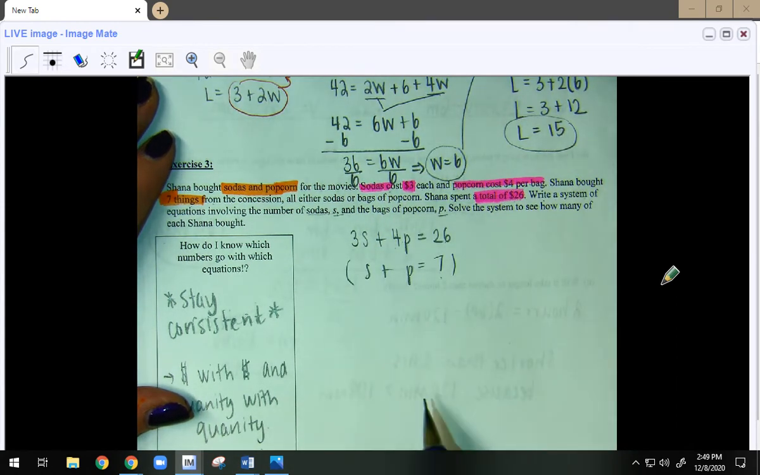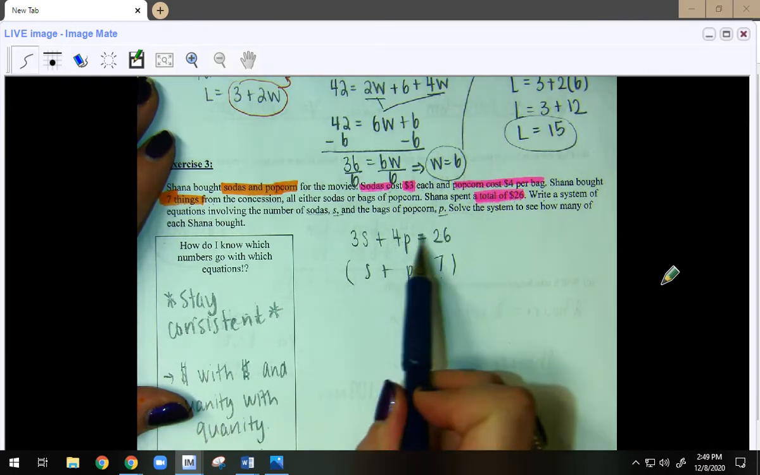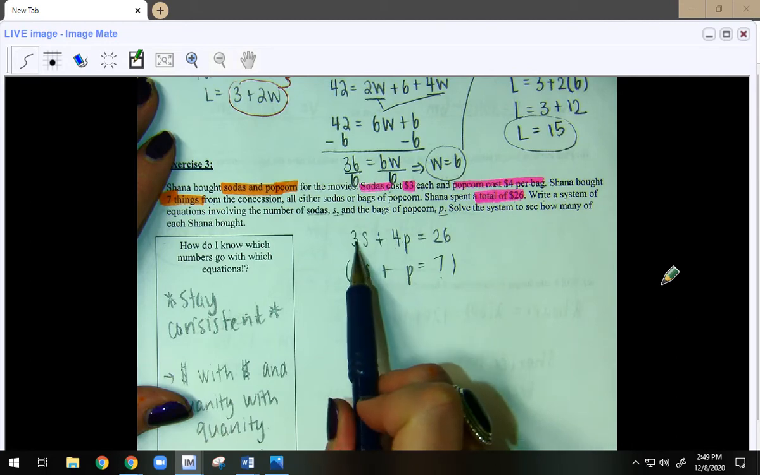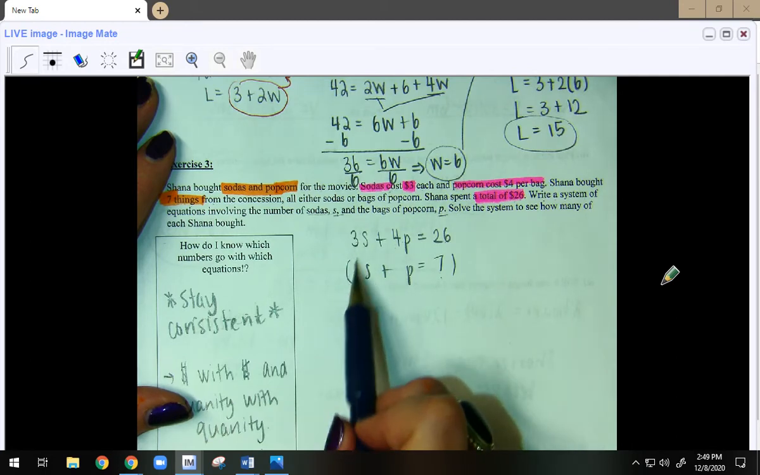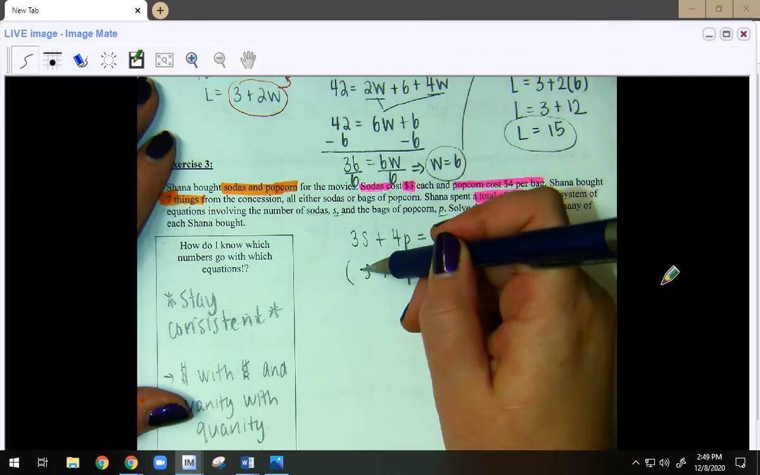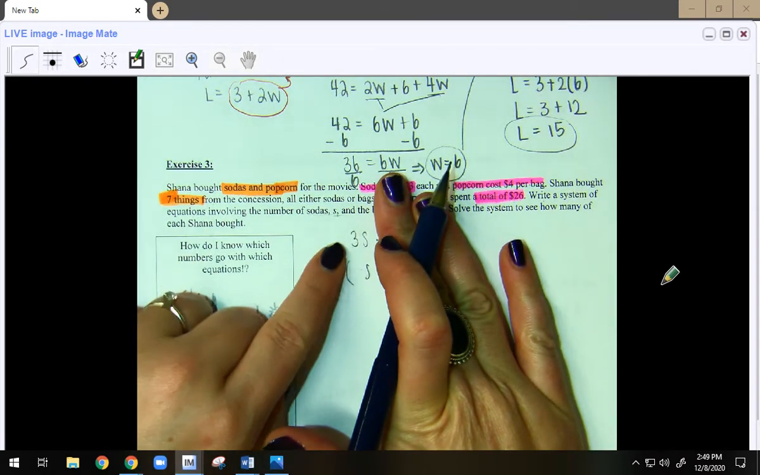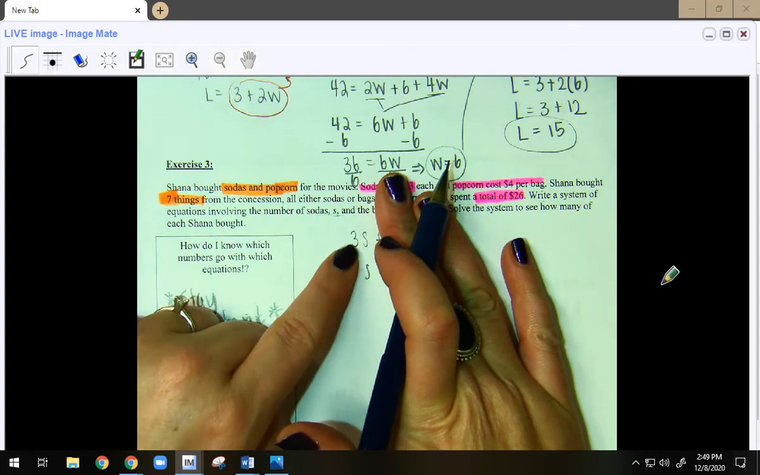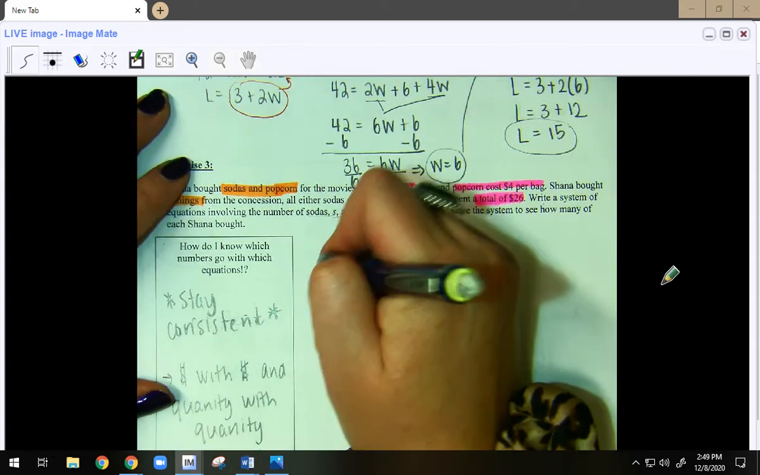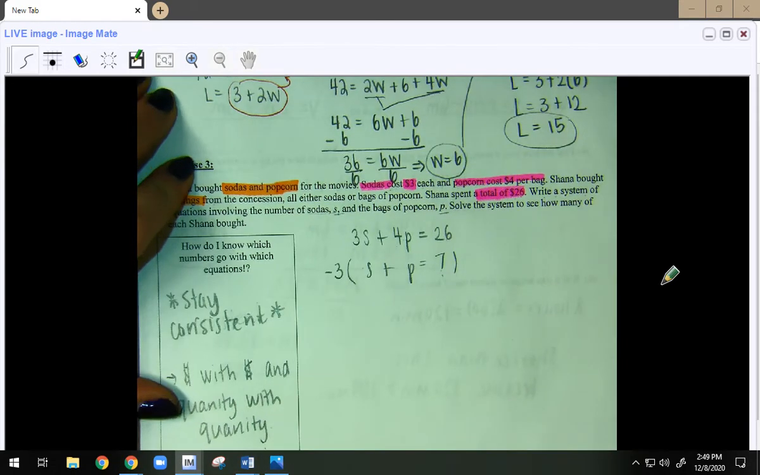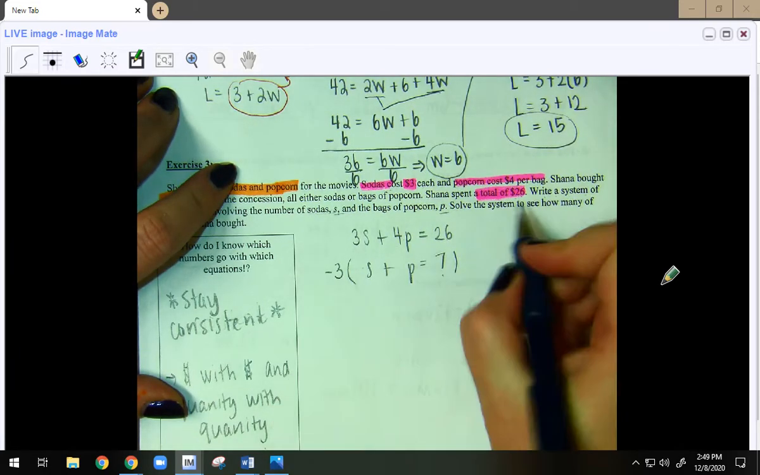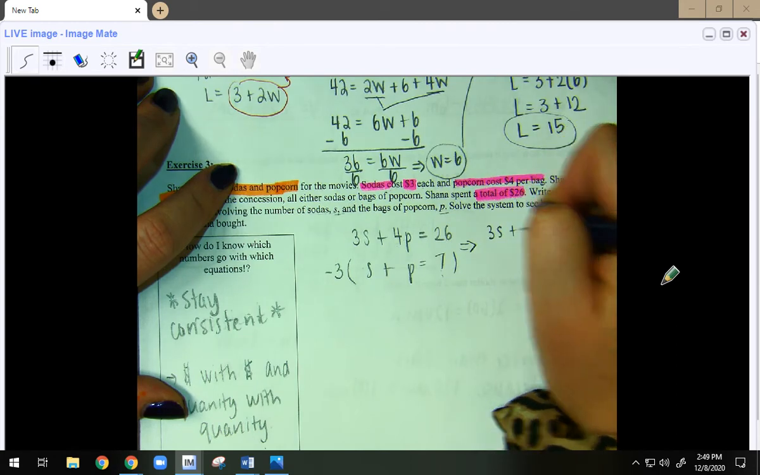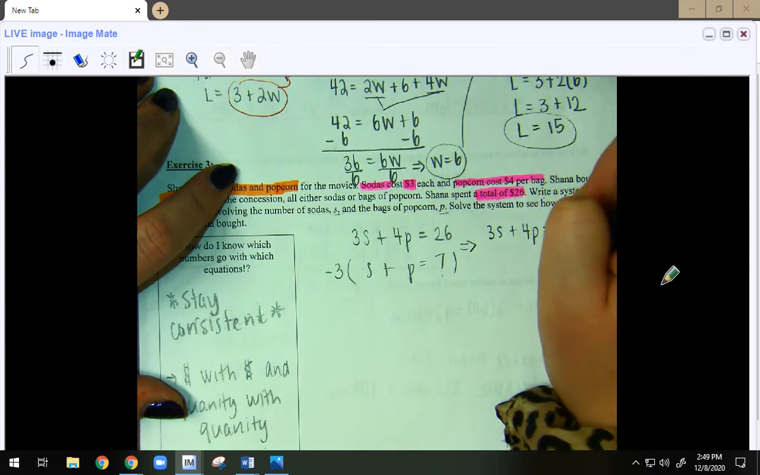So what I want to do is eliminate one of these P's or S's. It doesn't matter. I think I'm going to eliminate S's first. So if I wanted to eliminate S, I'd have to add these two together, and this 3 would have to cancel out. So 3 minus 3 gives me 0, so that means I have to do a -3. So I'm going to rewrite the system over here. So I get 3S plus 4P equals 26.